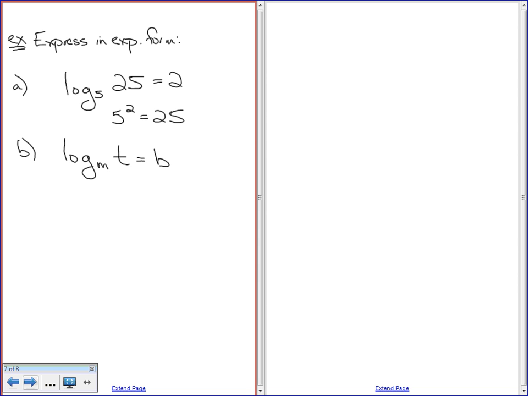So the log of t to the base m is equal to b. I want to write this in exponential form. Somebody who has an answer, take a stab at it.